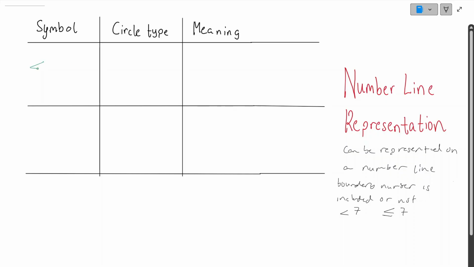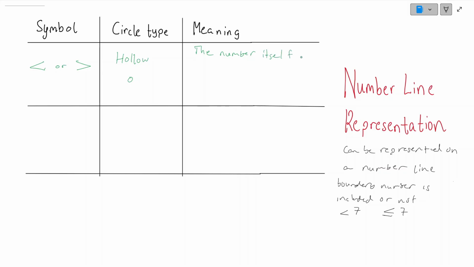Whenever we have either of these two symbols, which is the less than or the greater than, without the equal to, the circle type will be a hollow circle, which is this thing right here. And what this means is the number itself is not included, and it is known as a strict inequality.